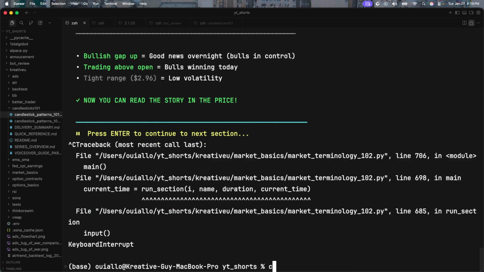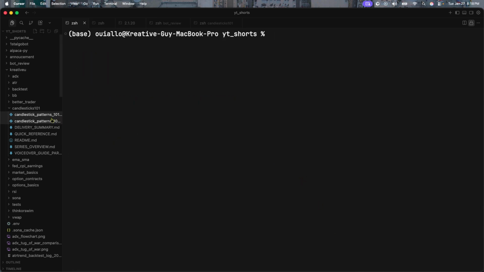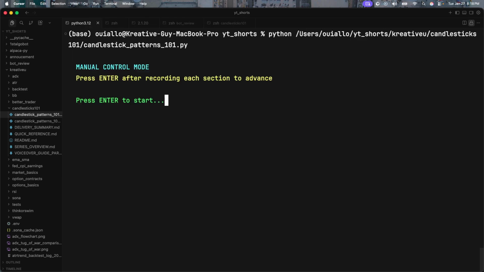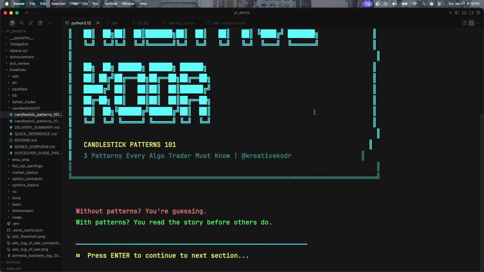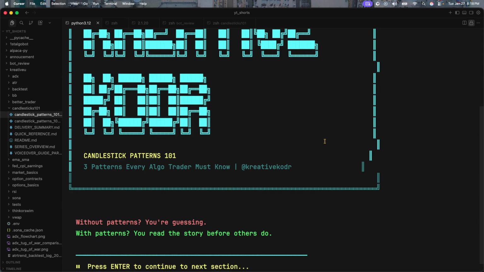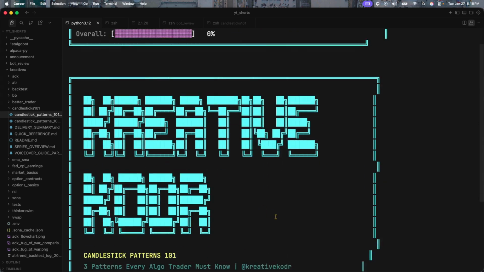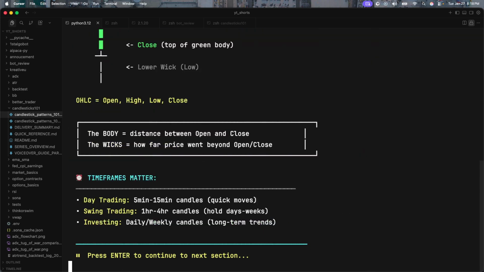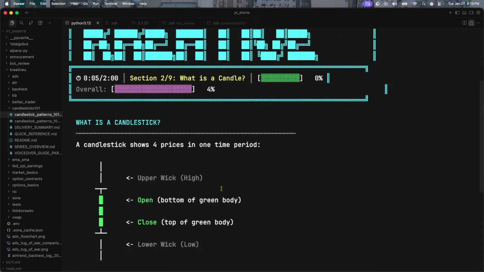So now let's go ahead and jump into our candlestick information so we can really understand what's going on now that we get the market terminology. We're going to be going over the candlesticks and understanding how they work. So what is a candlestick?